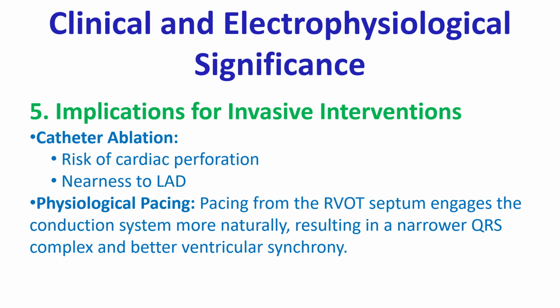Physiological pacing. To avoid pacing-induced cardiomyopathy, often caused by traditional right ventricular apical pacing, the RVOT septum is frequently utilized as an alternative pacing site. Pacing from the RVOT septum engages the conduction system more naturally, resulting in a narrower QRS complex and better ventricular synchrony.